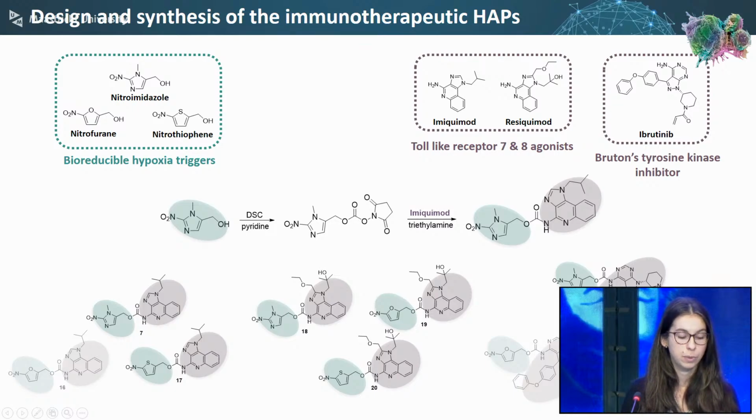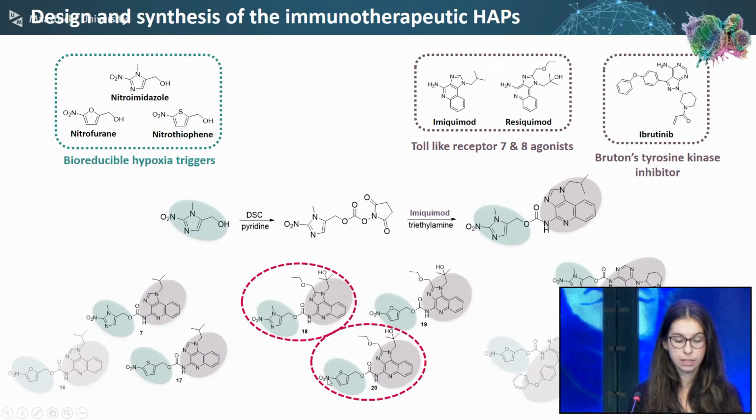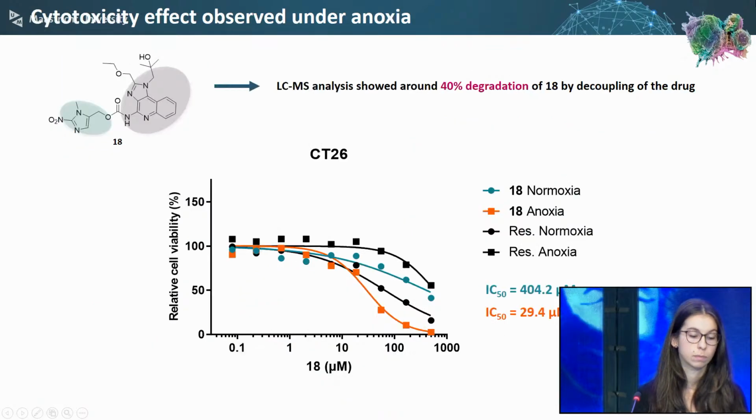During this synthesis, we encountered several solubility and reactivity issues in order to form these hubs in a reproducible yield, and also in order to form compounds 16 and 22. Then we selected 2 other hubs, 18 and 20, to perform a viability assay. Before starting the assay, we performed an LCMS analysis on 18 to evaluate its degradation, and we observed 40% degradation by decoupling of the active drug, resiquimod.